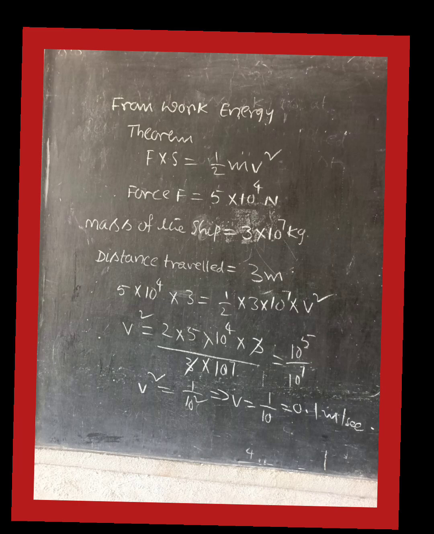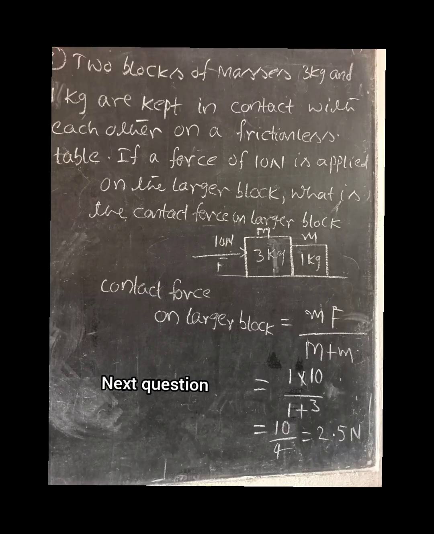Force F, 5 into 10 to the power of 4, into S is equal to 1 by 2 into 3 into 10 power 7 into v square. V square is equal to 2 into 5 into 10 power 4 into 3 by 3 into 10 power 7. V square is equal to 1 by 10 square. V is equal to 1 by 10, that is equal to 0.1 meters per second.